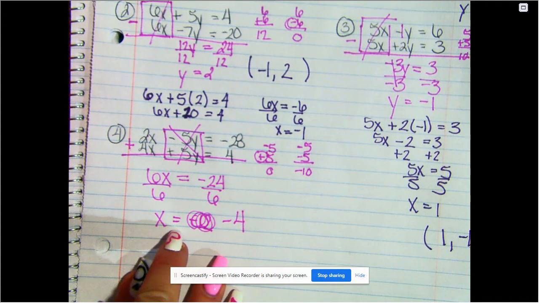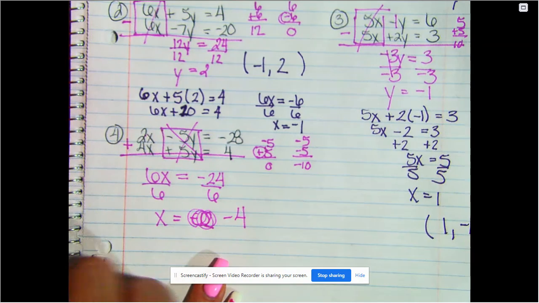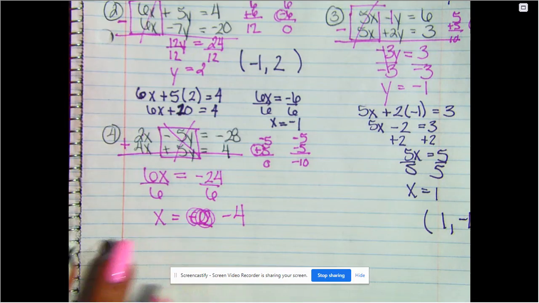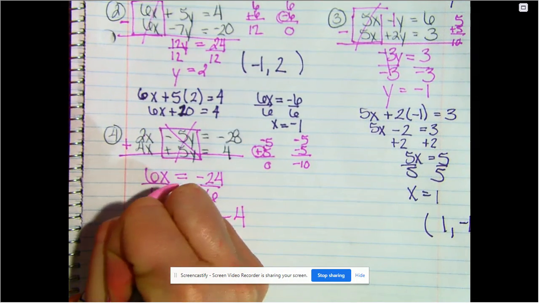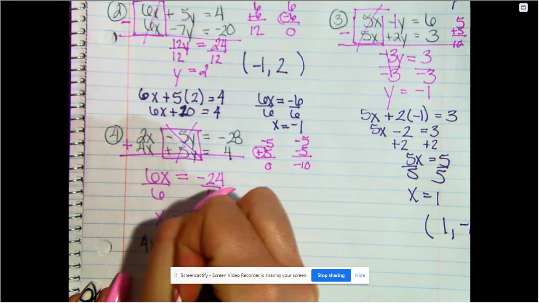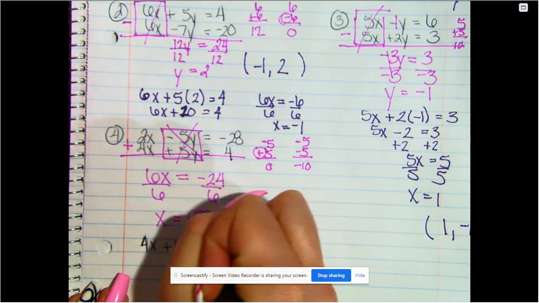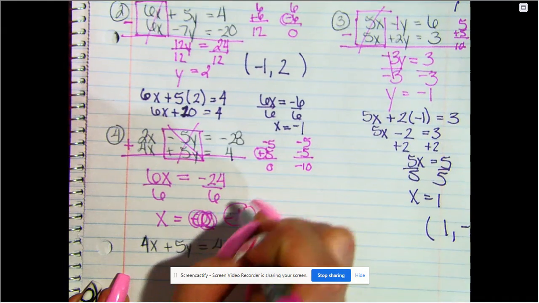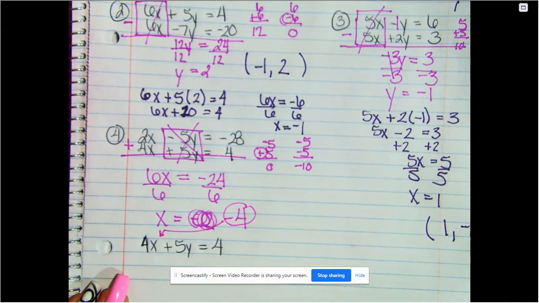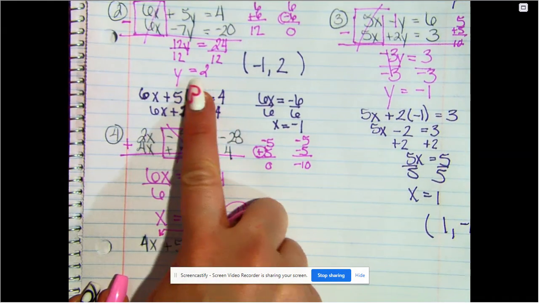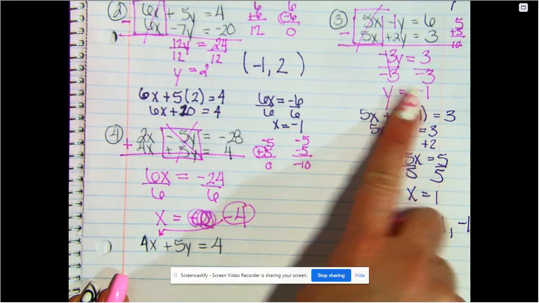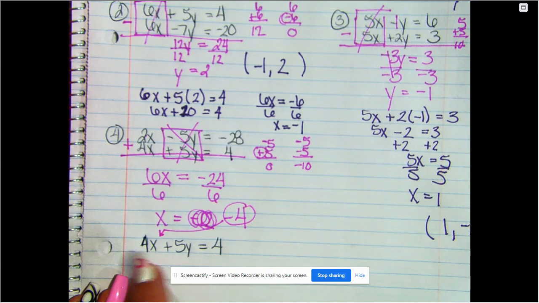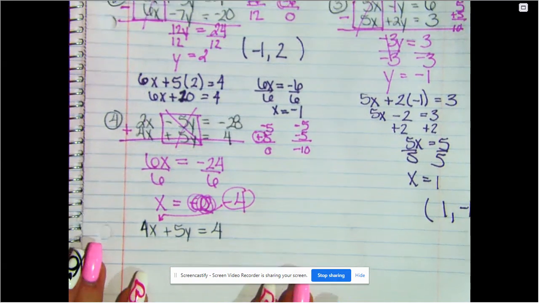So I got x, so we're going to go, which one do I want to use? Let's do 4x plus 5y is equal to 4. So I'm going to use 4x plus 5y is equal to 4. And then whenever I see my x value, I'm going to replace it. Now again, always be careful about the variable that you solve for first, because these two I solved for y, but this one I solved for x. So that means I need to replace or substitute the x value with negative 4.